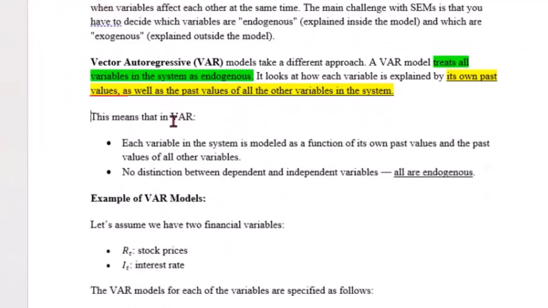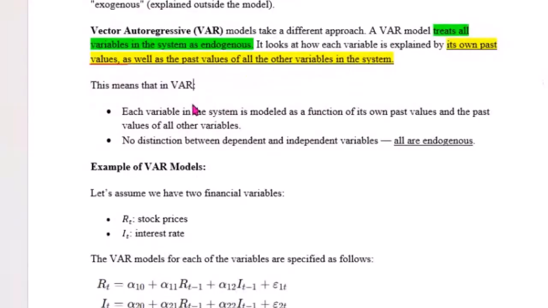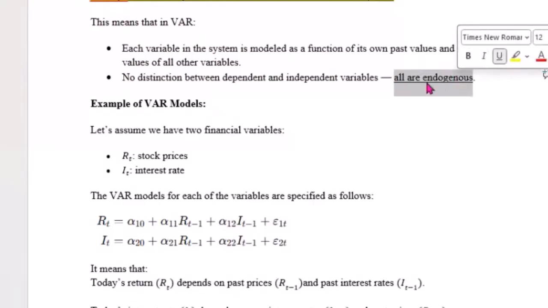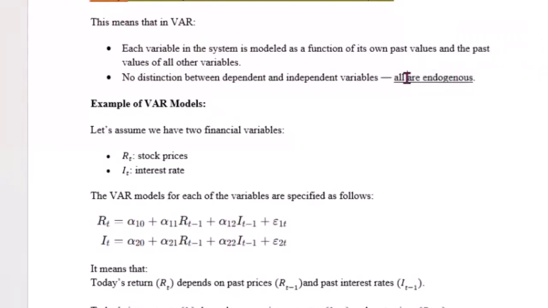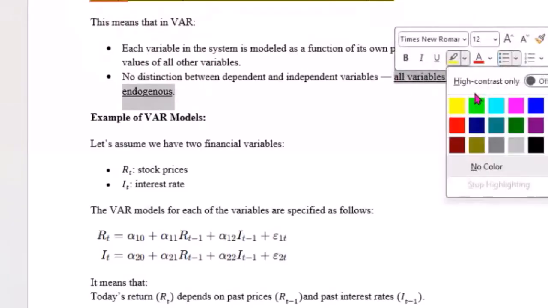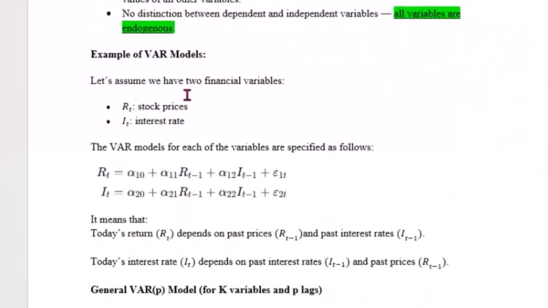So this means that in VAR, in the vector autoregressive model, each variable in the system is modeled as a function of its own past values and the past values of all other variables. And then no distinction between the dependent and the independent variables. In that one we say all variables are endogenous. All variables, that one is very important. All variables are endogenous.